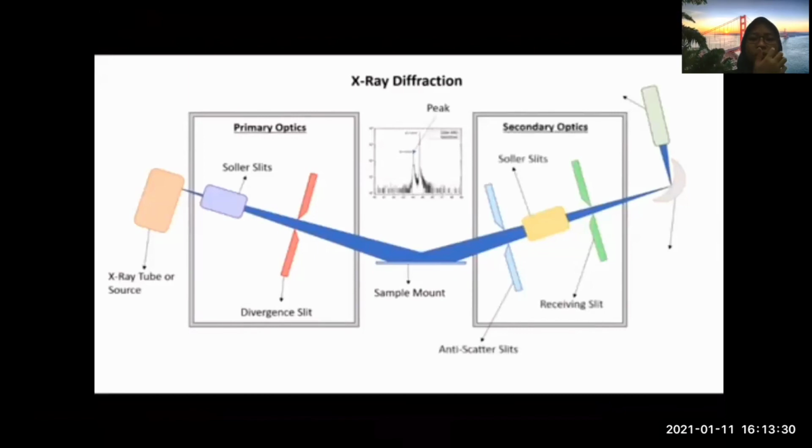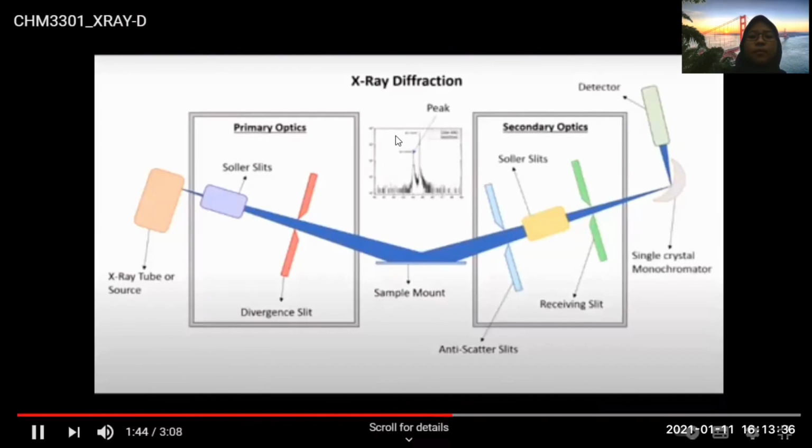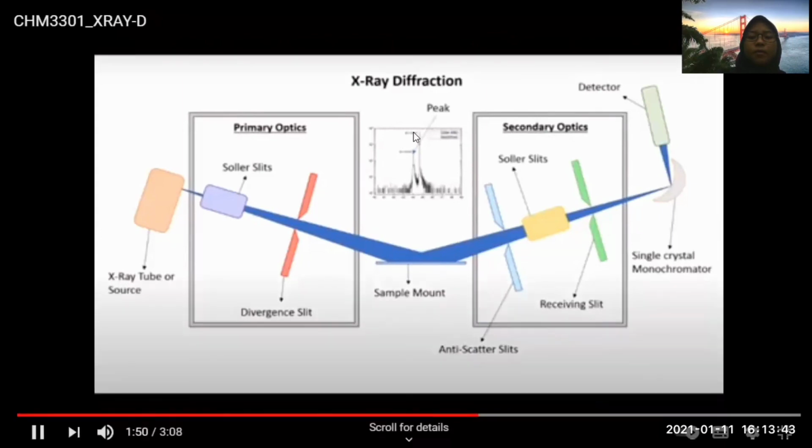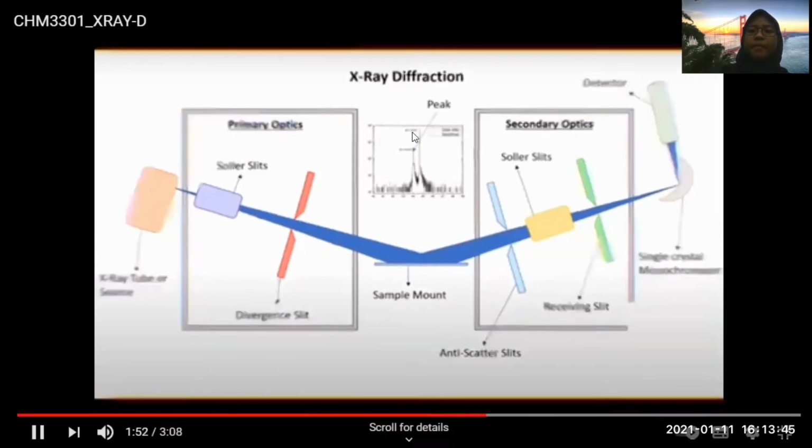Secondary optics receive deflected rays. Monochromators filter out unwanted X-rays. The detector converts X-rays to visible light, which is called scintillation. X-rays contact a compound that absorbs X-rays and emits visible light, which then produces a proportional electrical voltage.